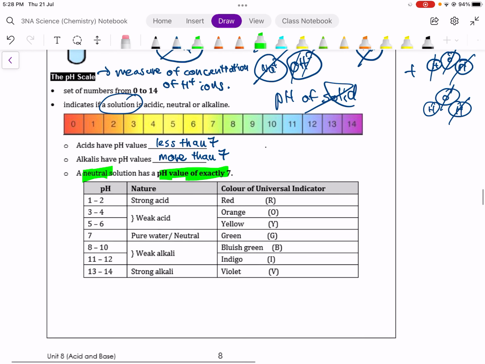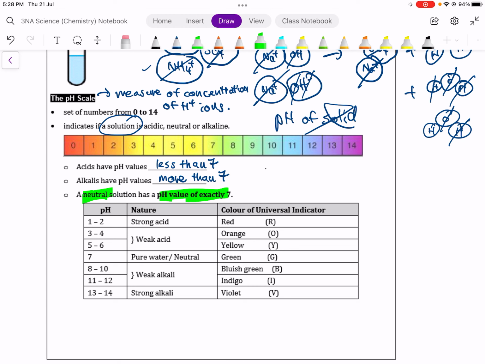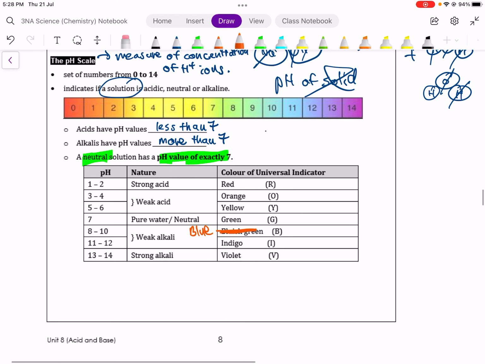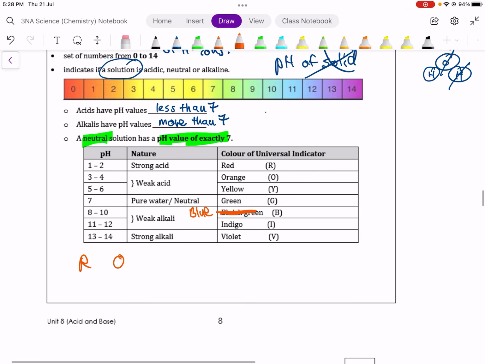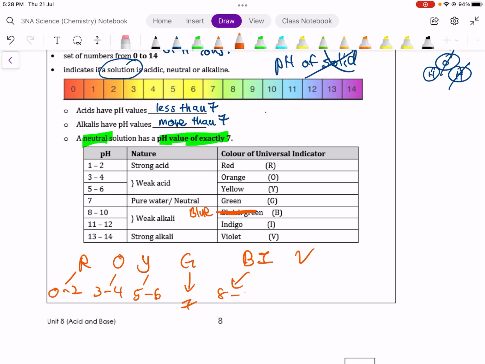Then the next thing is to introduce you to the colors of the universal indicator. First and foremost, can we change this to blue rather than bluish green? Generally we use this color coding, Roy G. Biv: red, orange, yellow, green, blue, indigo, violet. Red pH is around 0 to 2, orange 3 to 4, yellow 5 to 6, green, which is neutral, exactly 7, blue around 8 to 9, indigo is 10 to 11, then violet is 12 to 14.